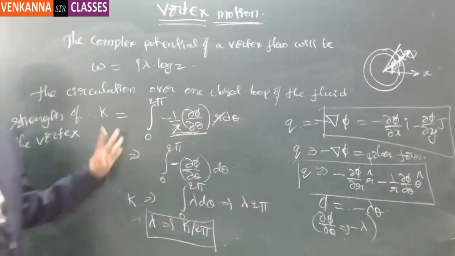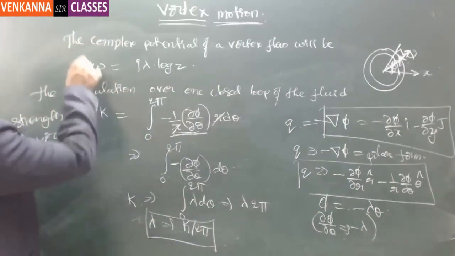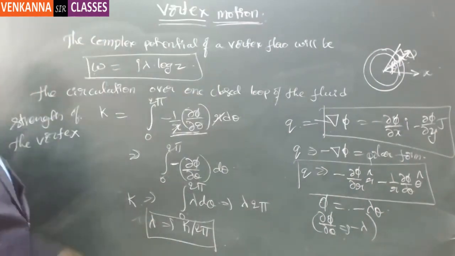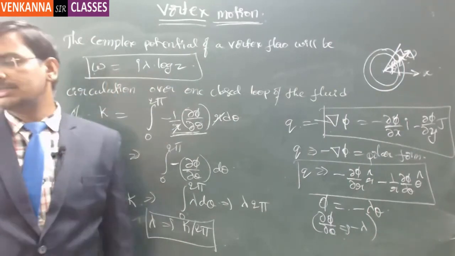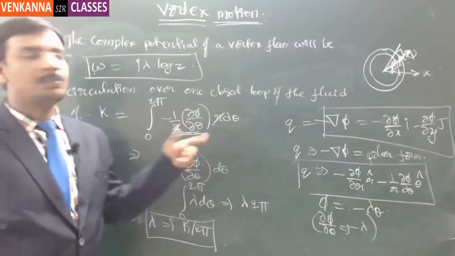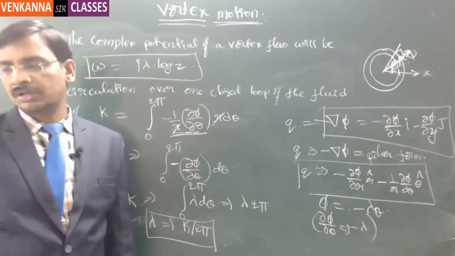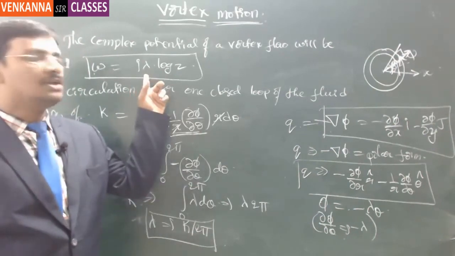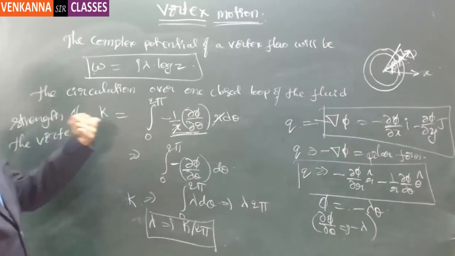Got it? See this. So here the complex potential, omega or W, is equal to i times lambda log z. This is the complex potential. In the complex potential, this lambda value is a random constant we brought in. This random constant value we were able to express in terms of the strength of the vortex, that is K.